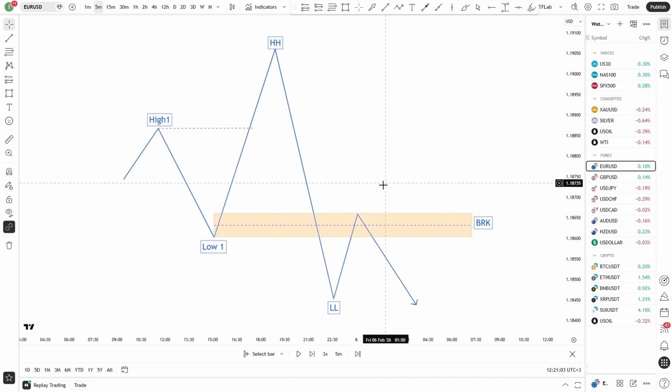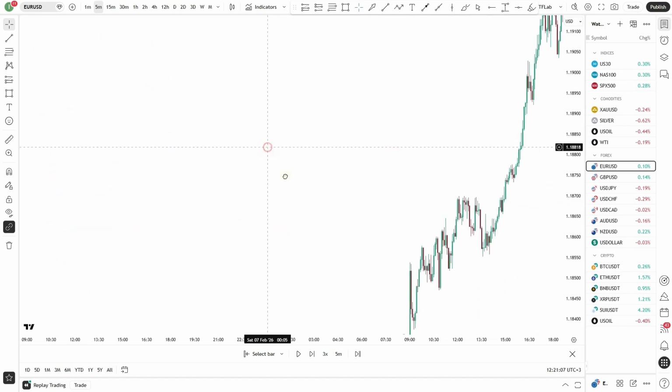Alright, that's the breaker part. Now let's move on and see how you can get familiar with this pattern.